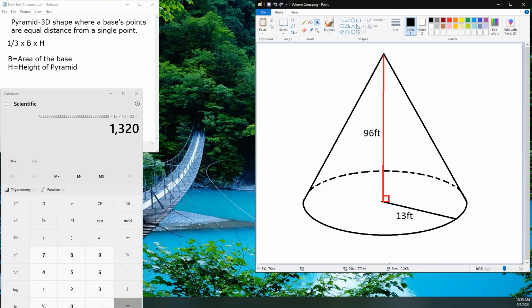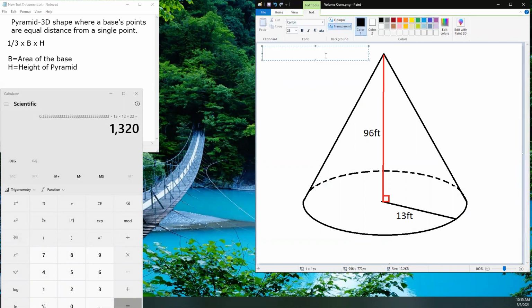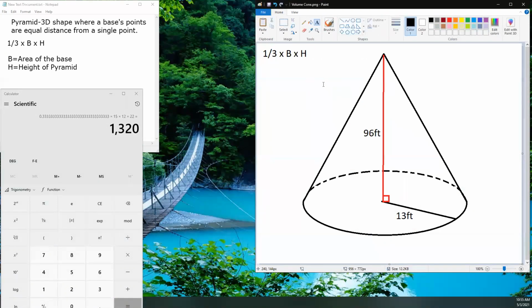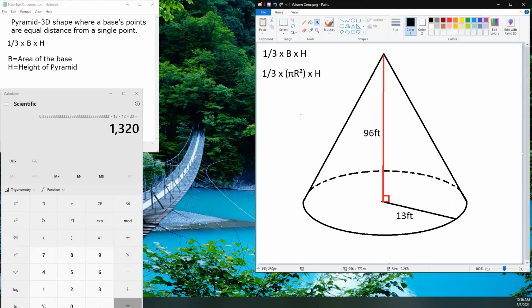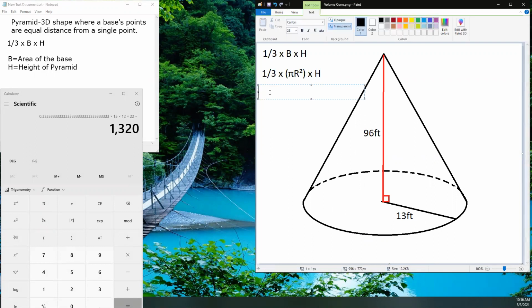So now we've got a cone. A cone is no different. A cone is the exact same formula as a pyramid. It's still going to be 1 divided by 3 times area of the base times height of the cone. The same formula, so we're not going to change anything. The only difference is 1 divided by 3 times the area of the base. Well, the base's shape is a circle, so it's area of a circle, which is pi r squared times the height of the cone. And that's it.